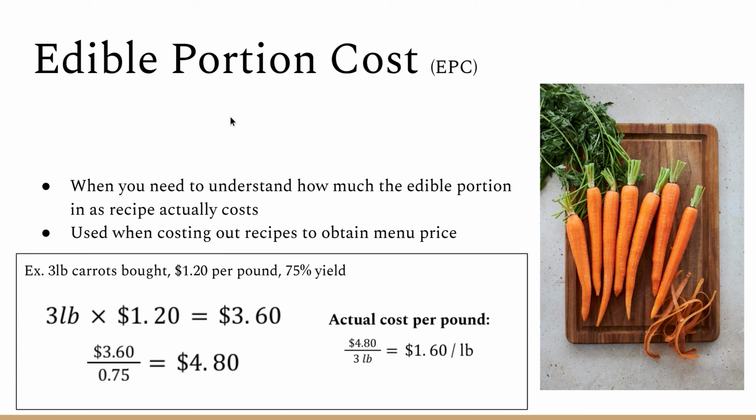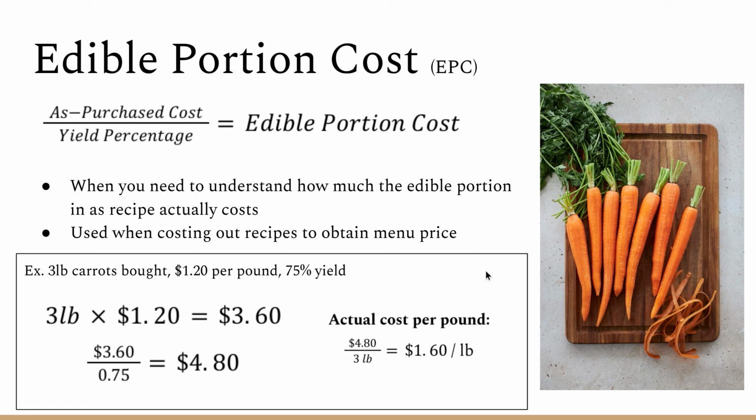If you wanted to calculate the edible portion cost, you might see that written as EPC. This is the equation you'd use for it: purchase cost divided by yield percentage, and that is how much the edible portion itself costs. I will explain this, don't worry. We use this when we need to understand how much the edible portion in a recipe actually costs. So this is something you would use when you are costing out a recipe to obtain a menu price.